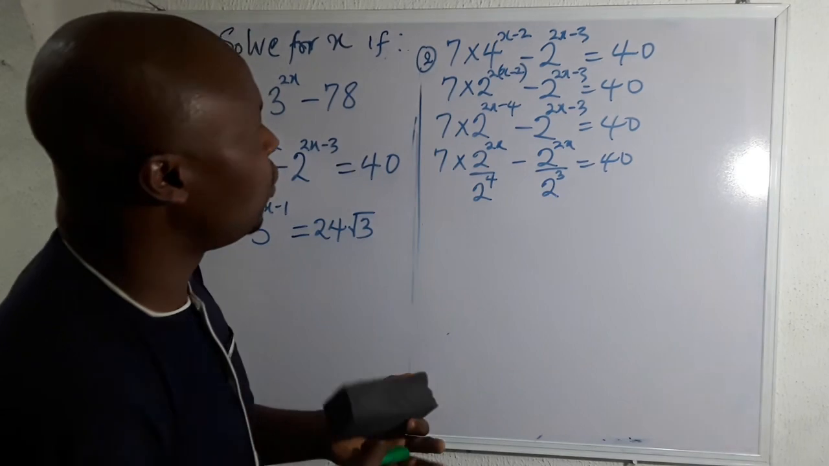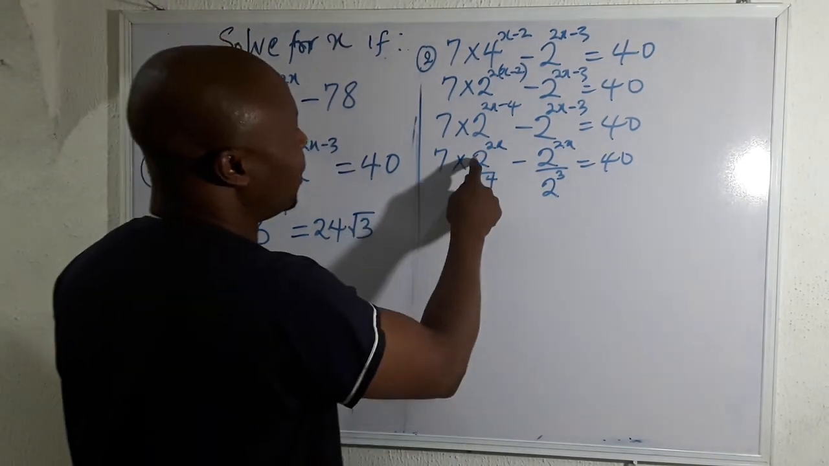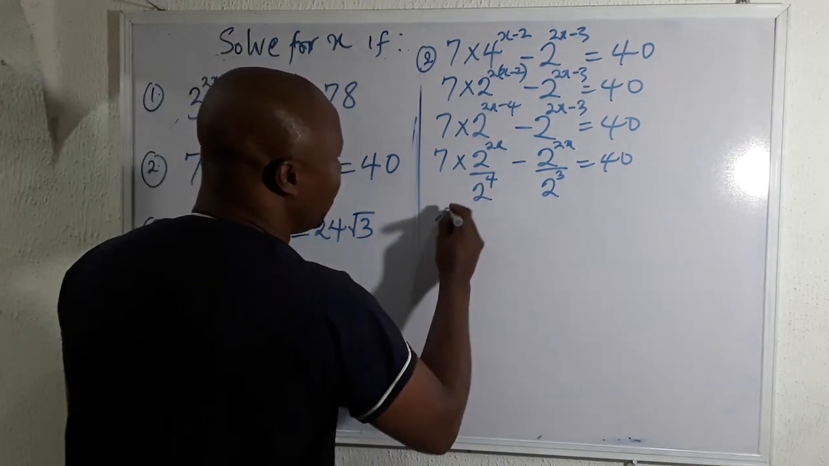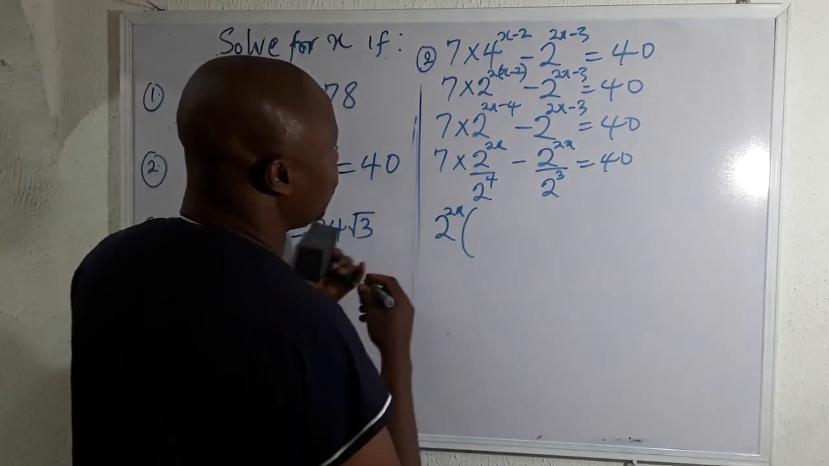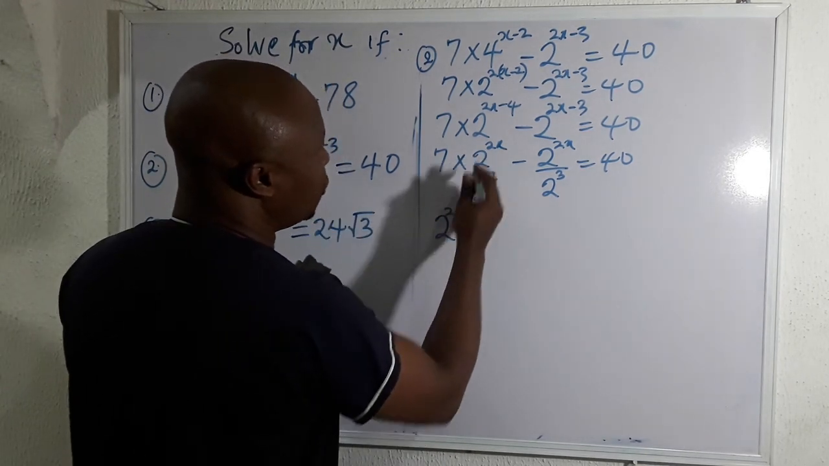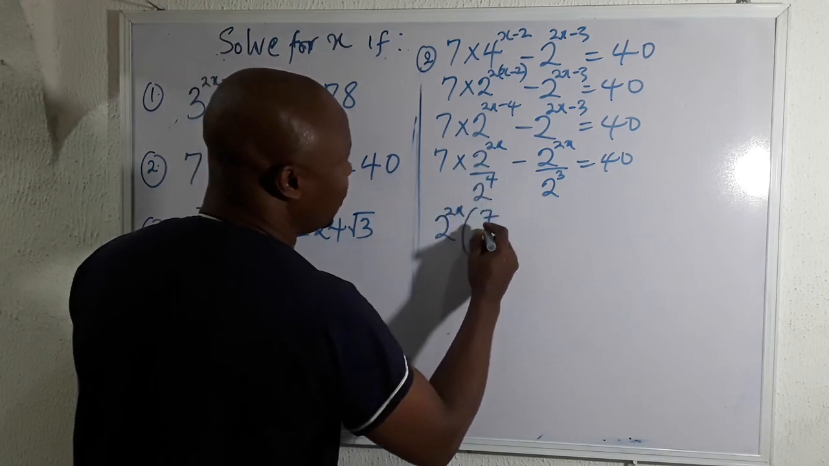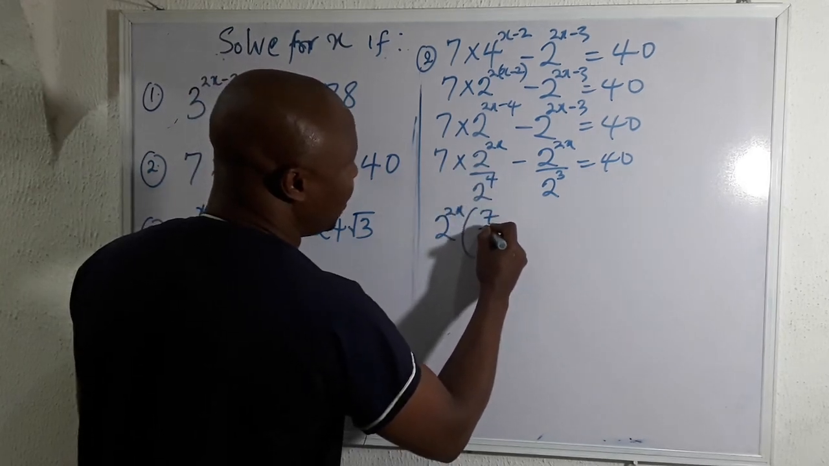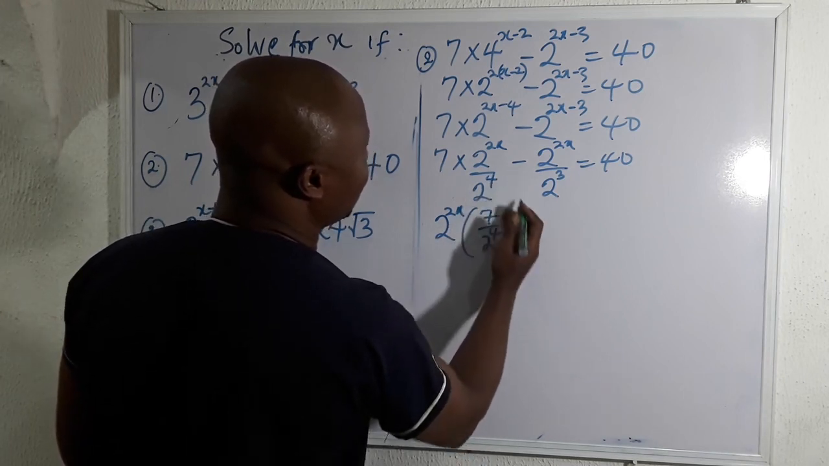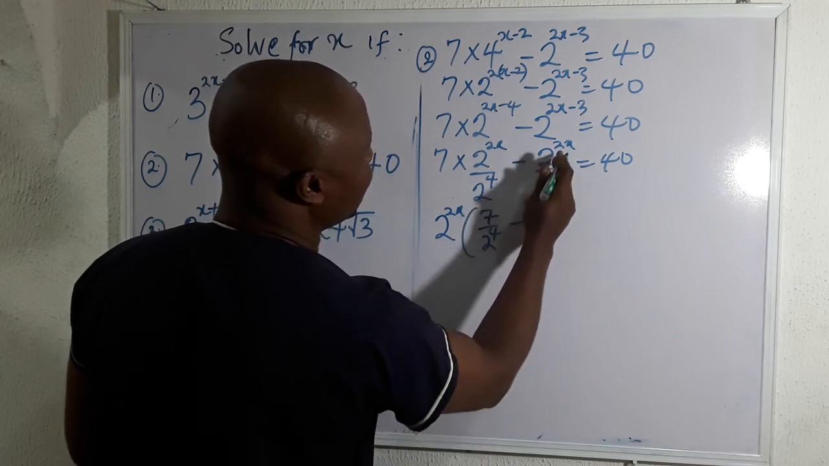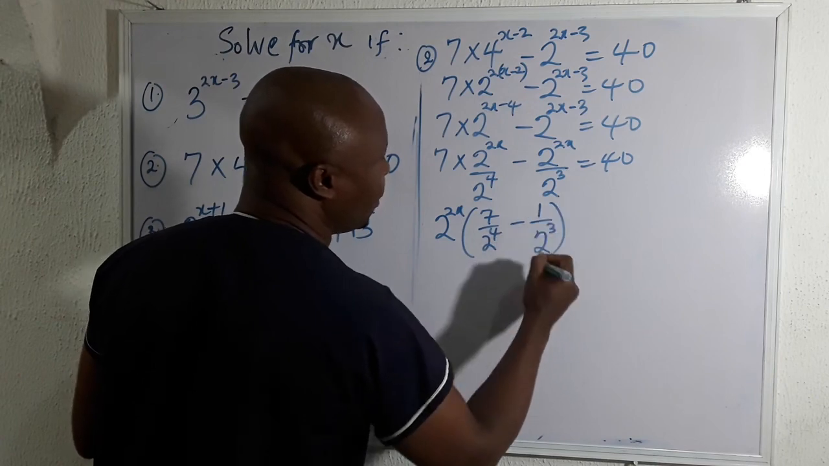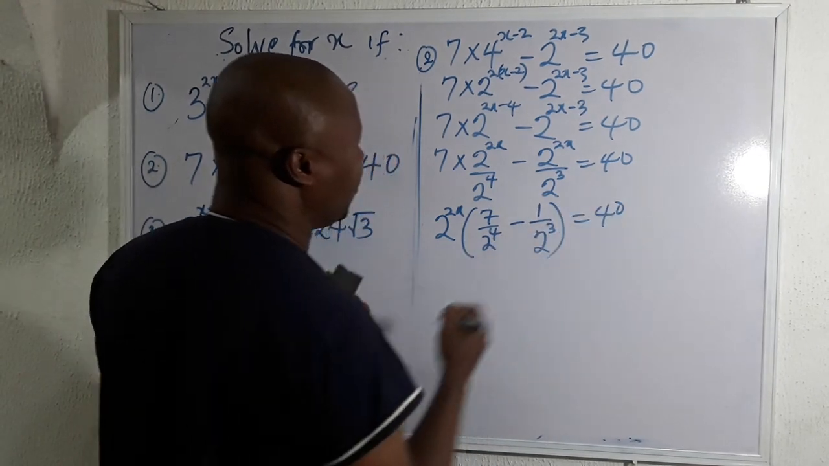So what do we do next? We can decide to factorize this common term out of it. So what we have is 2 raised to the power 2x into, what will be left here is 7 over 2 raised to the power 4, minus, taking this out, what will be left here is 1 over 2 raised to the power 3, and that will be equal to 40.